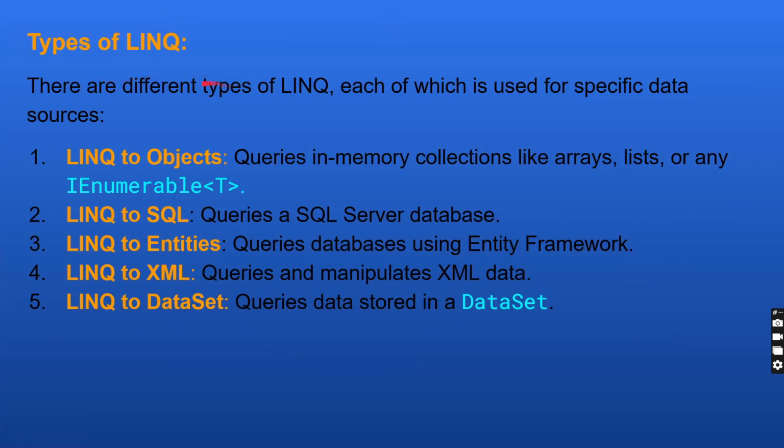Types of LINQ. There are different types of LINQ, each of which is used for specific data sources. LINQ to Objects: queries in-memory collections like arrays, lists, any enumerable. LINQ to SQL: queries a SQL Server database. LINQ to Entities: queries a database using Entity Framework. LINQ to XML: queries and manipulates XML data. LINQ to DataSet: queries data stored in a DataSet.